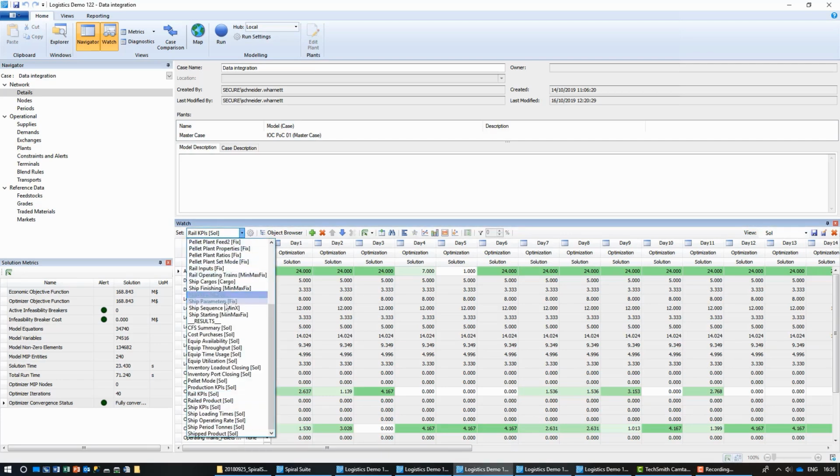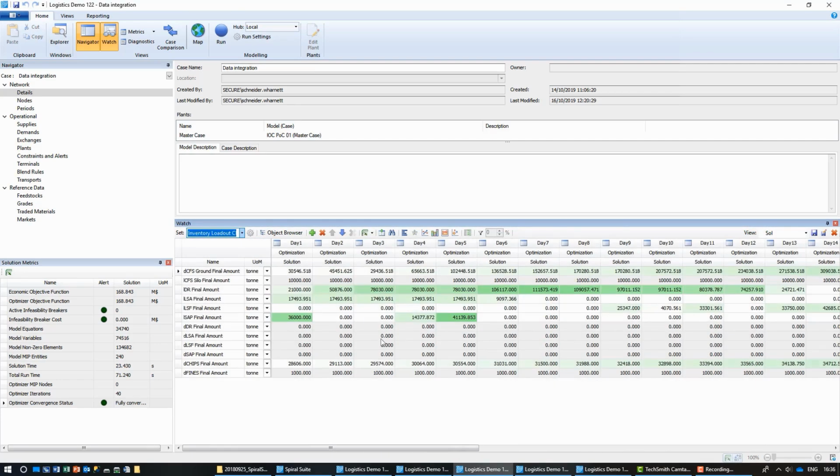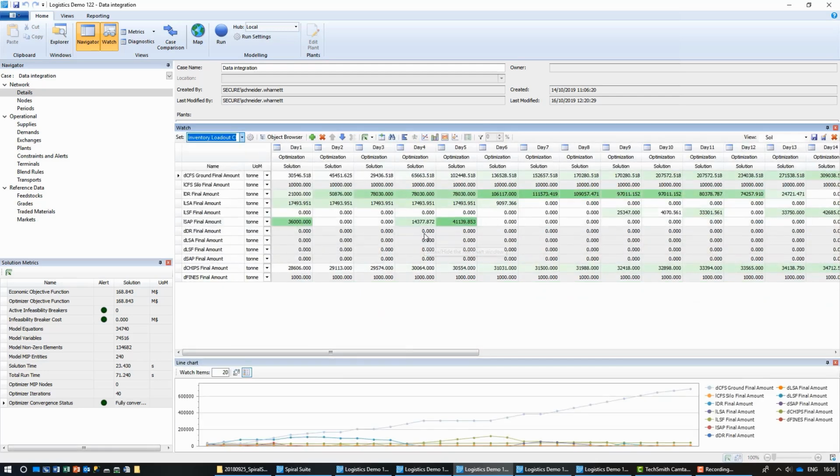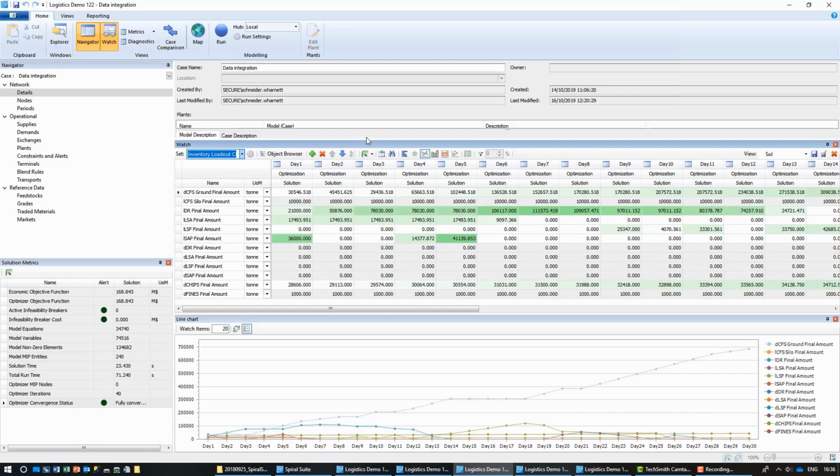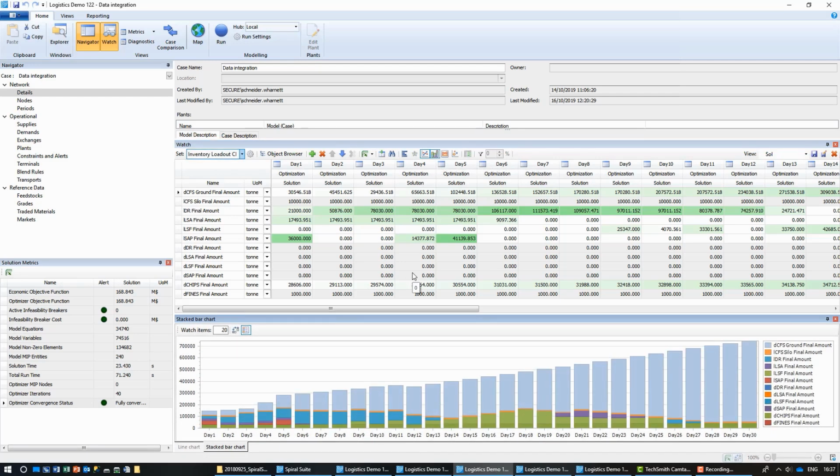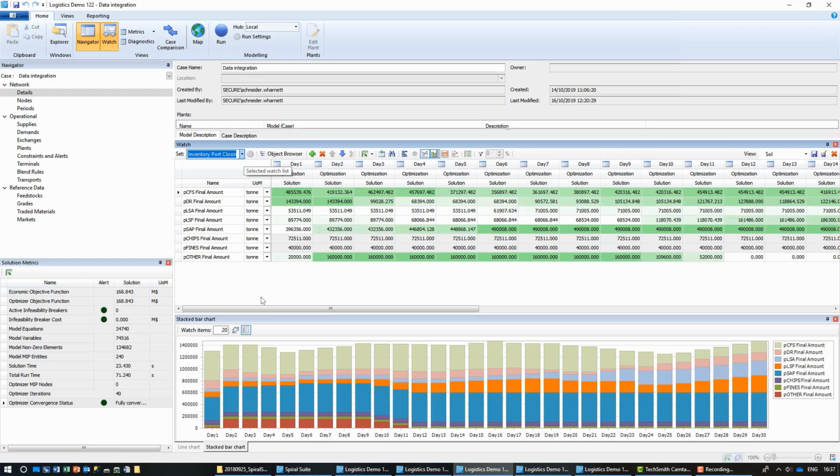In addition to results like these in tables, it's easier to look at them using graphs. In this case, we're looking at the final inventory at the end of each day. These are useful examples to view as line graphs. So for each of the different pellet types or concentrate types, we can see the daily inventory build-up. We can also change this view to a stacked bar chart, which is useful for viewing total inventory in different types. This is the inventory in the loadout. We can see the same sort of thing at the port.